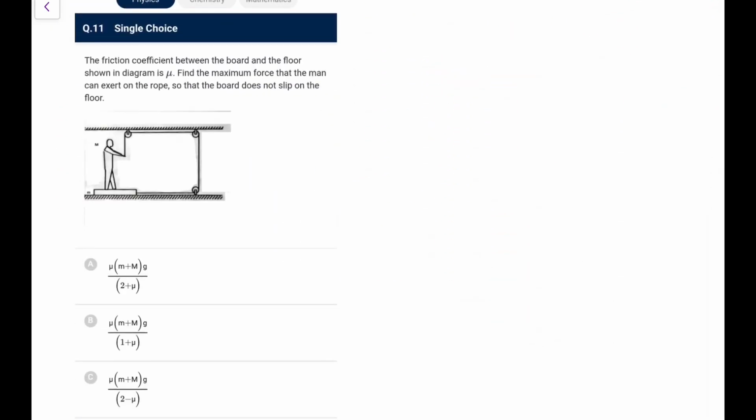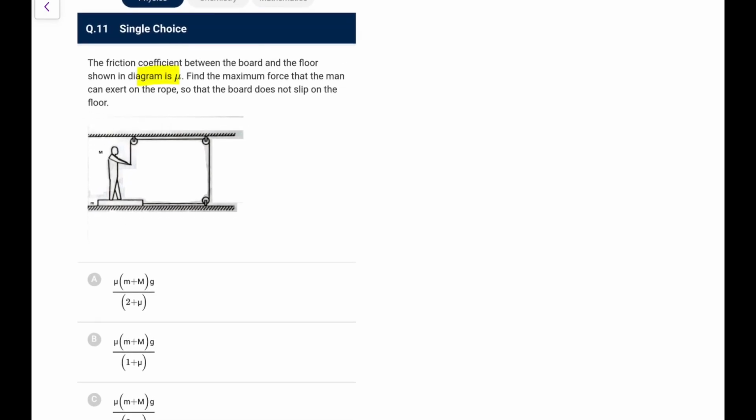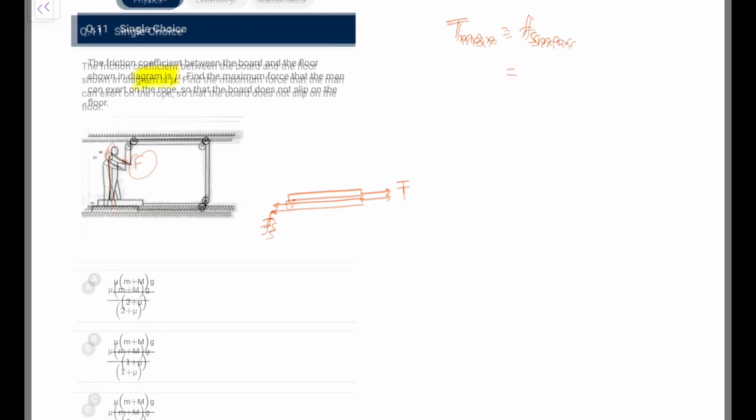Next one, this is a standard one. I remember: the friction coefficient between the board and the floor is mu. Find the maximum force that the man can exert on the rope so that the board does not slip. Look at this, for the board, this force is T, and this T is trying to move it there, and this would be the friction that would be stopping it. In the limiting case, T max for which it won't move would be equal to Fs max.